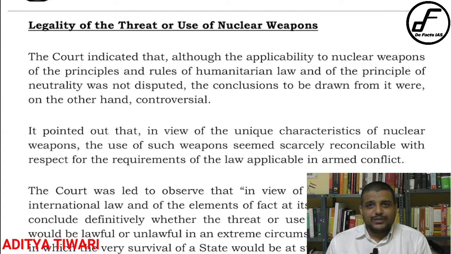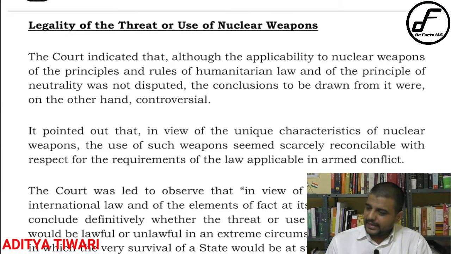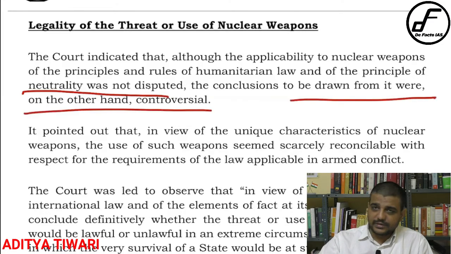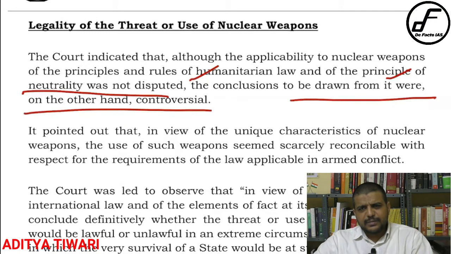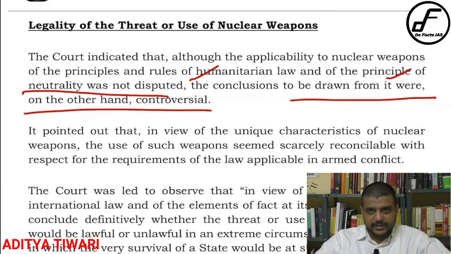Now, the legality of the use of nuclear weapon. ICJ actually opined, and these 3 paragraphs are the critical paragraphs. So I will read these 3 paragraphs and try to make sense of them. See, the court indicated, although the applicability to nuclear weapon of the principles and rules of humanitarian law and the principle of neutrality was not disputed, the conclusions to be drawn from it were on the other hand controversial. Meaning that the court never said that you cannot use nuclear weapon. The court simply said that when you use nuclear weapon, these principles will apply. The principle of neutrality, which is a sub part of international humanitarian principles, will apply.